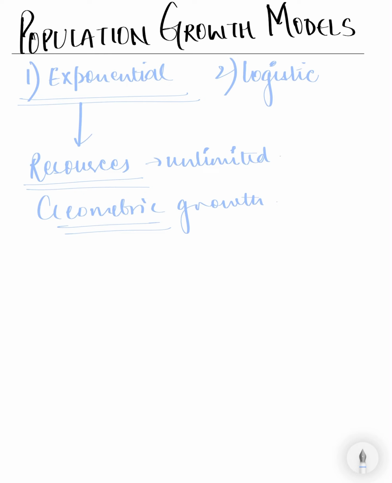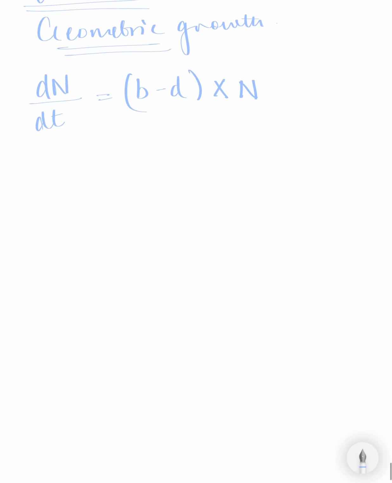If we talk about the equation of this growth model, it shows dN by dt, a differential equation, the growth of the population in time t, is equal to the birth rate minus the death rate, (b minus d), multiplied by N. N is the population size. Let's suppose I take this b minus d as r. So the new equation would be dN by dt equals rN.